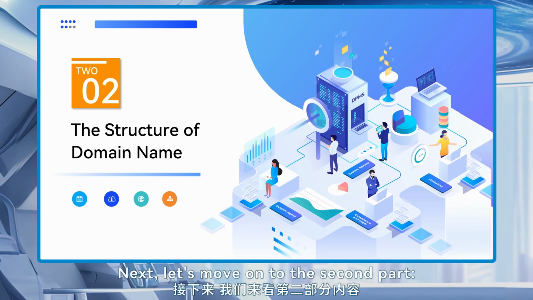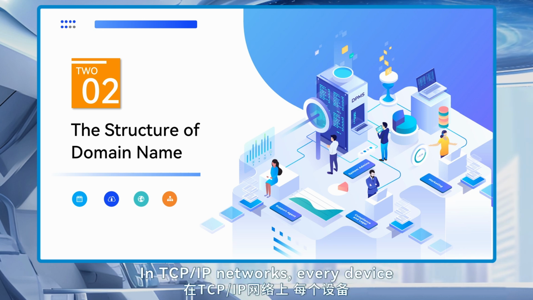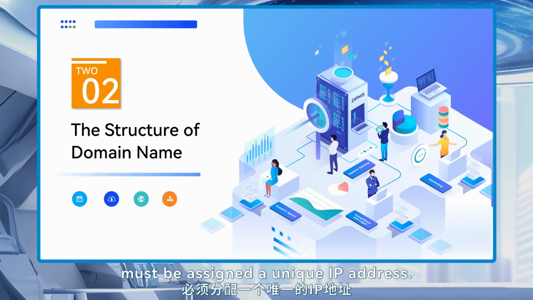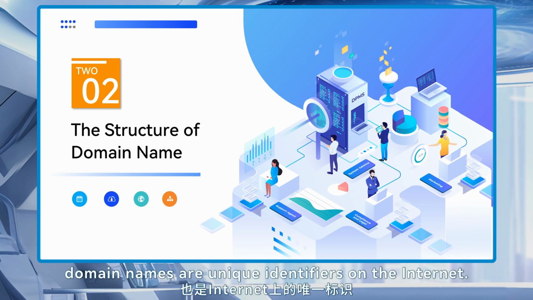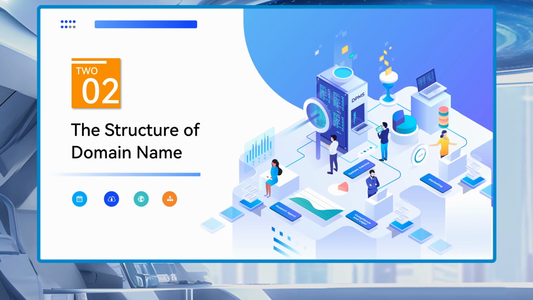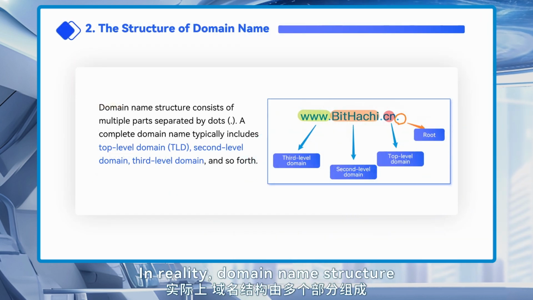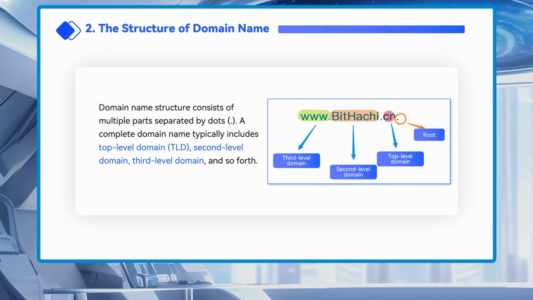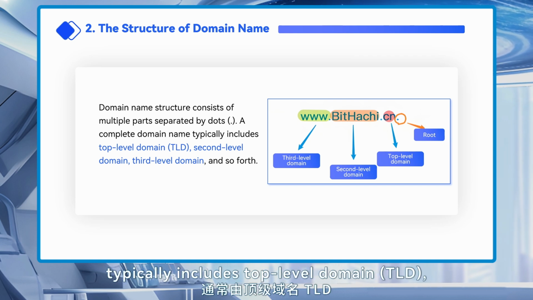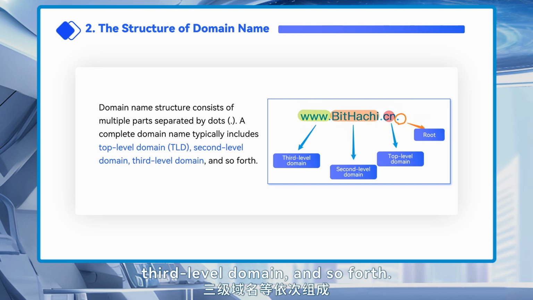Next, let's move on to the second part, the structure of domain name. In transmission control protocol or Internet Protocol networks, every device must be assigned a unique Internet Protocol address. Similar to Internet Protocol addresses, domain names are unique identifiers on the Internet. So, what are domain names composed of? In reality, domain name structure consists of multiple parts separated by dots. A complete domain name typically includes top-level domain, second-level domain, third-level domain, and so forth.